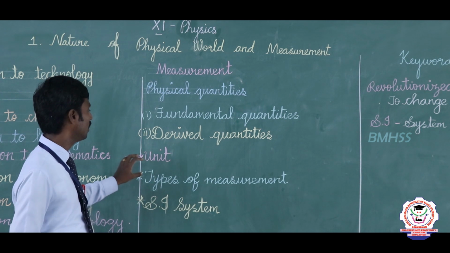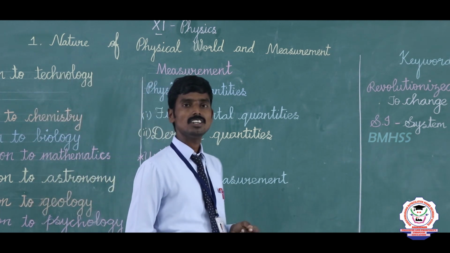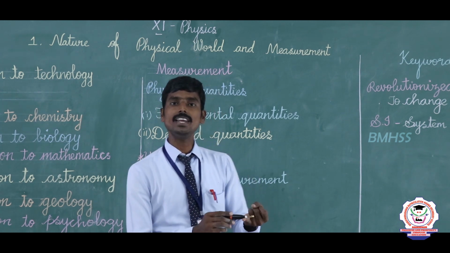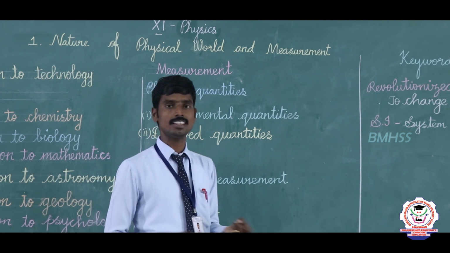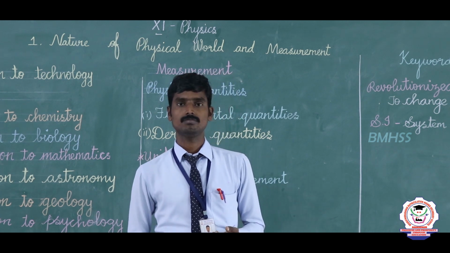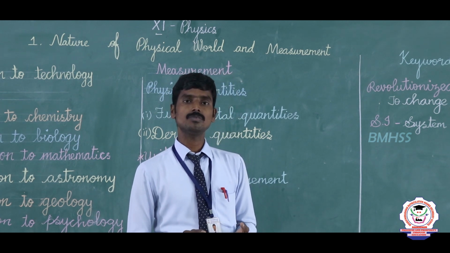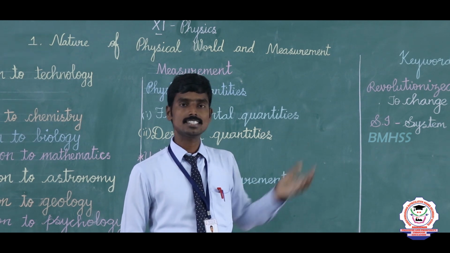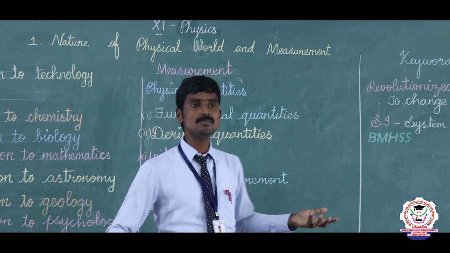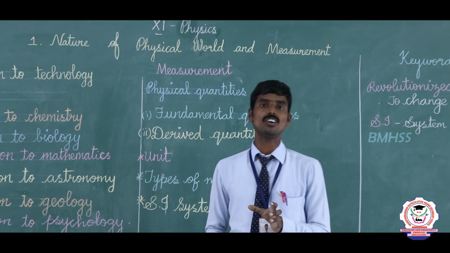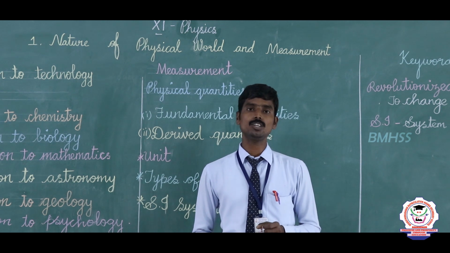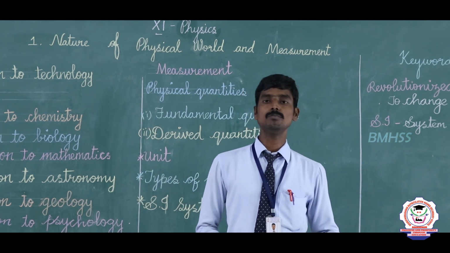The next one is types of measurement. There are 3 types of measurements. The first one is the FPS system. FPS stands for foot, pound and second. This system was used in olden days. The next one is the CGS system. CGS stands for centimeter, gram and second. These are 3 basic quantities for measuring length, mass, time.